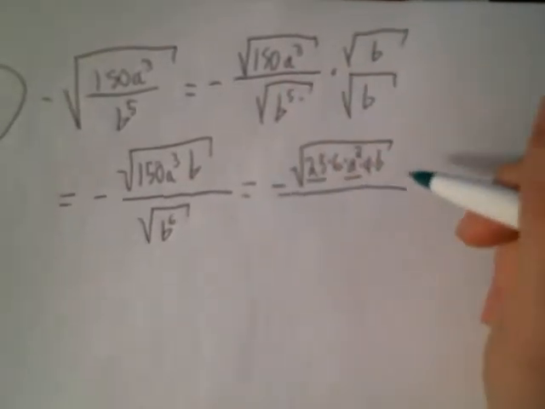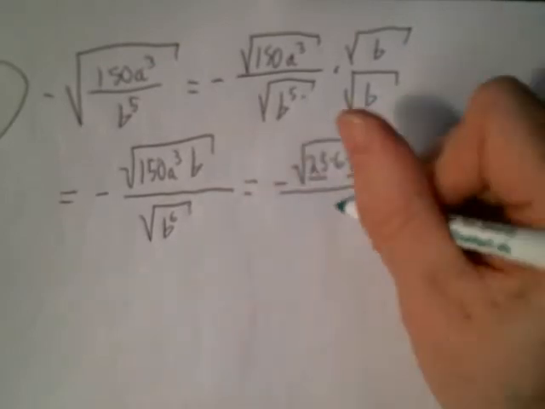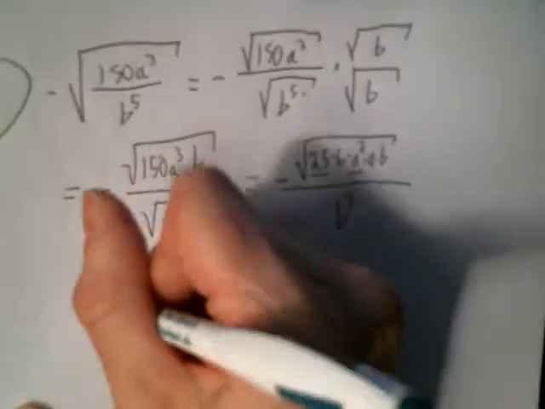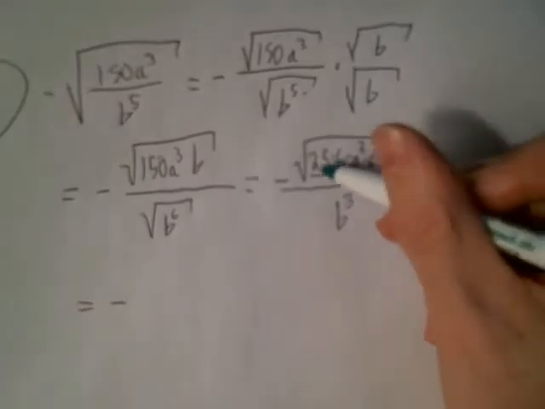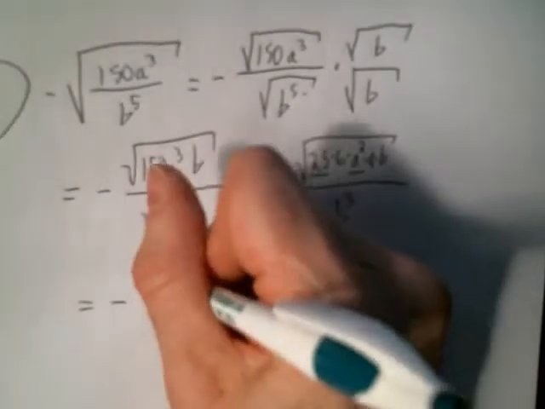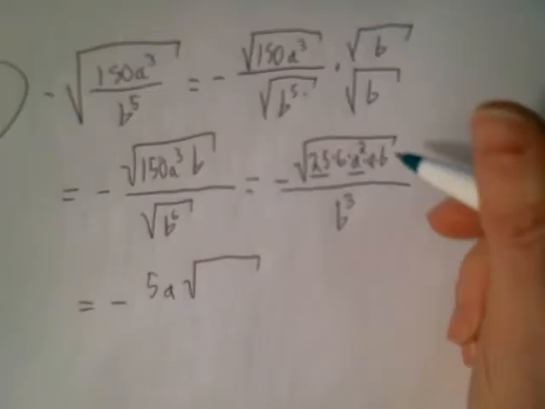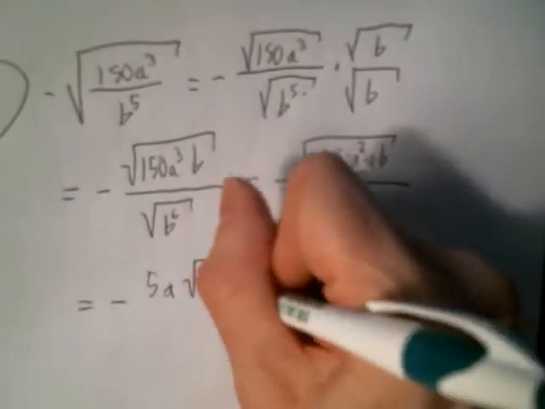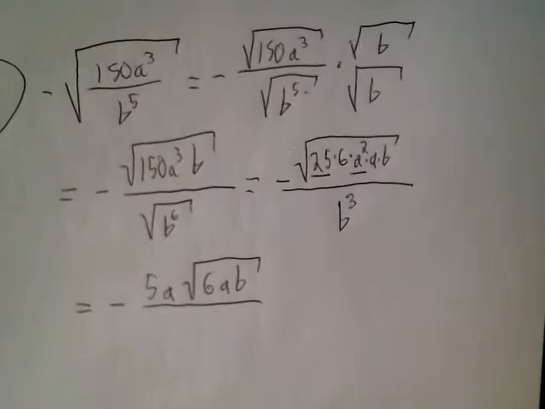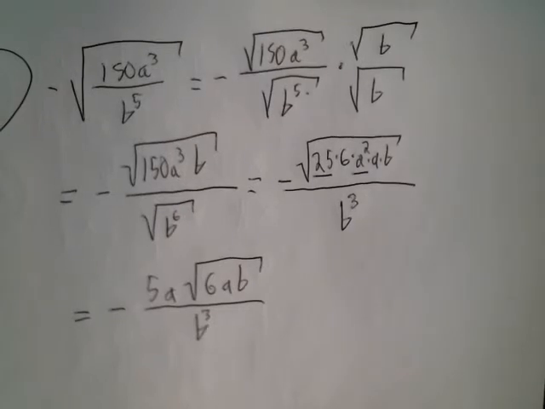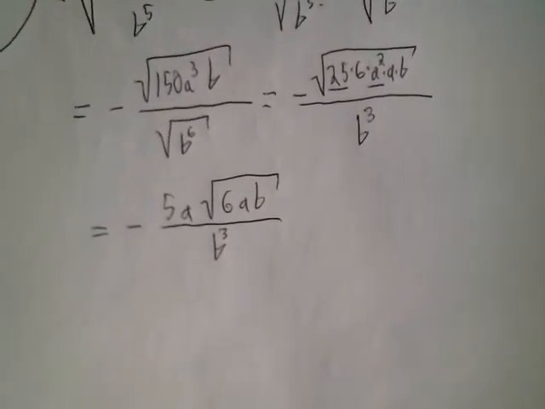Downstairs, the square root of b to the 6 just divides 6 by 2, and you get b cubed. And then the numerator, you can march out the square root of 25 is 5, the square root of a squared is a, and then on the inside, you're left with 6ab. And then, of course, that's all over b cubed. Okay, I think that's probably as bad as they'll get.